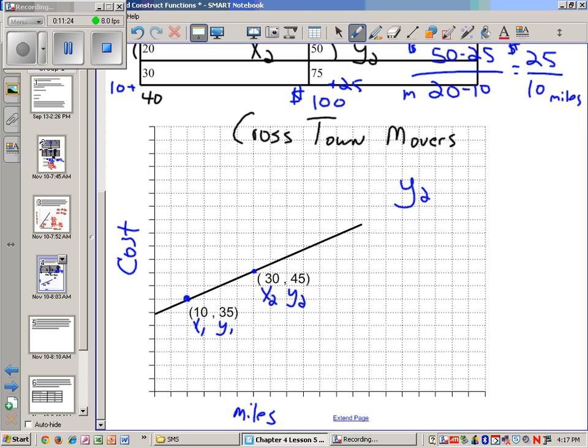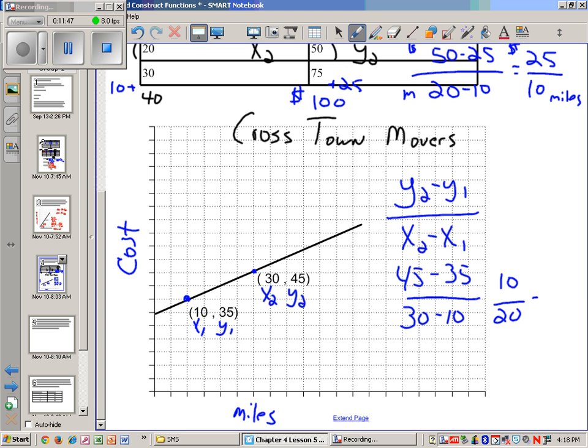Now our slope formula one more time. Now let's fill in what we got. 45 minus 35 over 30 minus 10. That gets us 10 over 20, and that's 1/2 or 0.5. Okay, that is part of our solution, but we still have to find out what 40 miles is going to cost.